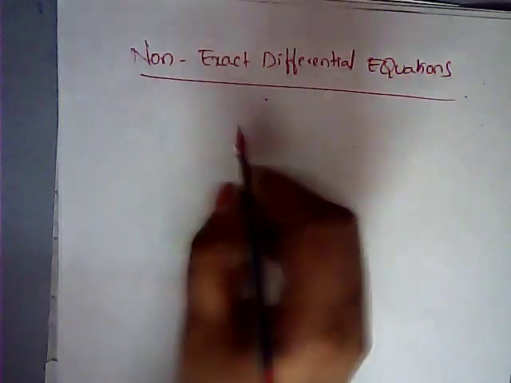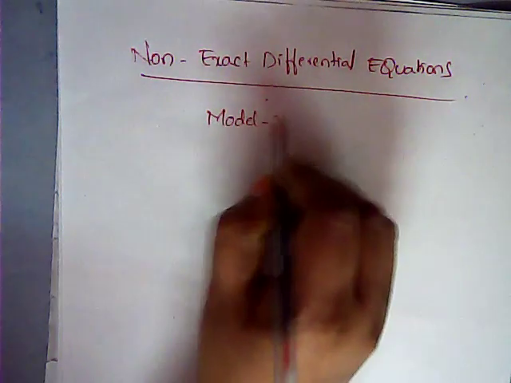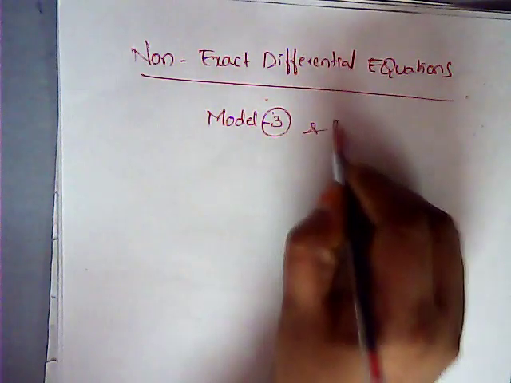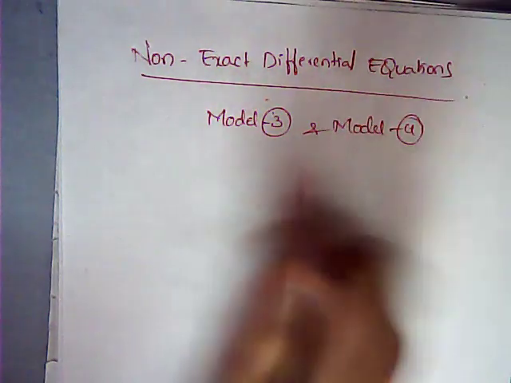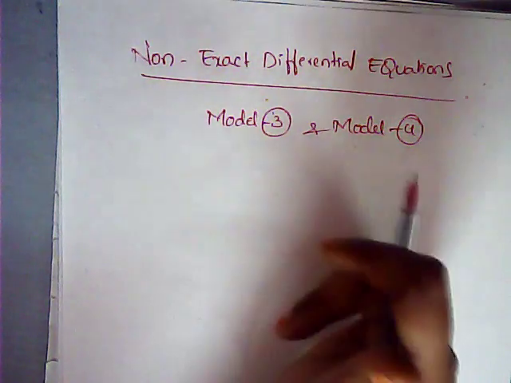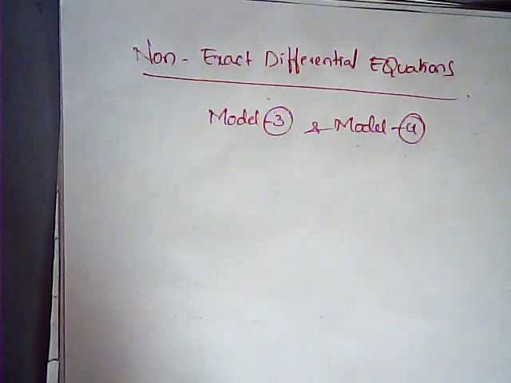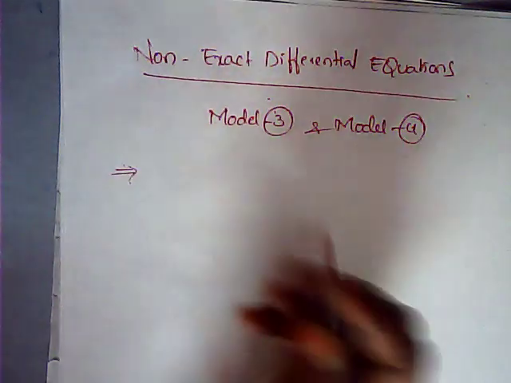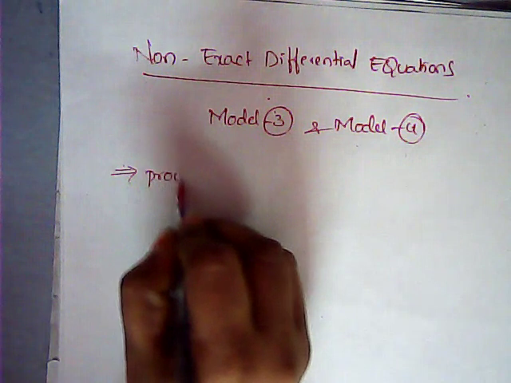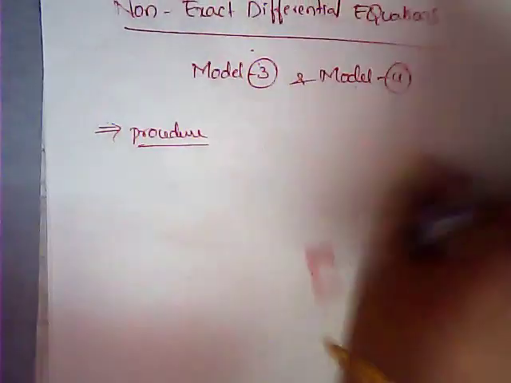Now let us go for the third model and the fourth model here. In this model 3 and model 4, I'm combining them. I will explain how you are supposed to find out whether the problem belongs to model 3 or model 4. The question will be given to you in the same way, and I'm going with the procedure of how to do it.